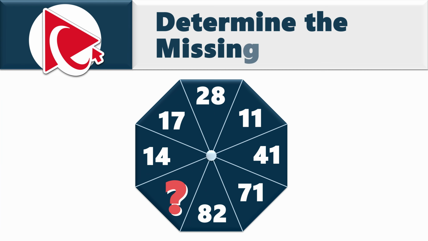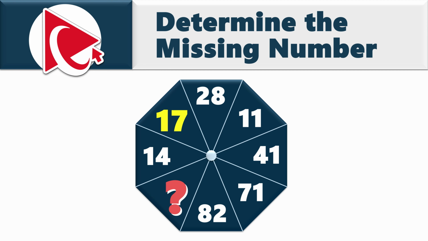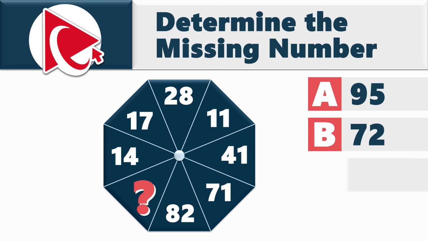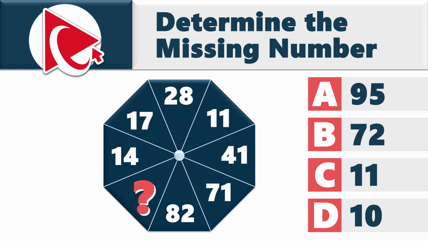You're presented with a sequence of numbers. The numbers are 14, 17, 28, 11, 41, 71, 82, and then comes the missing number, which you need to calculate and select out of 4 possible choices. Choice A, 95. Choice B, 72. Choice C, 11. And last but not least, choice D, 10. Take a close look to see if you can come up with the answer.